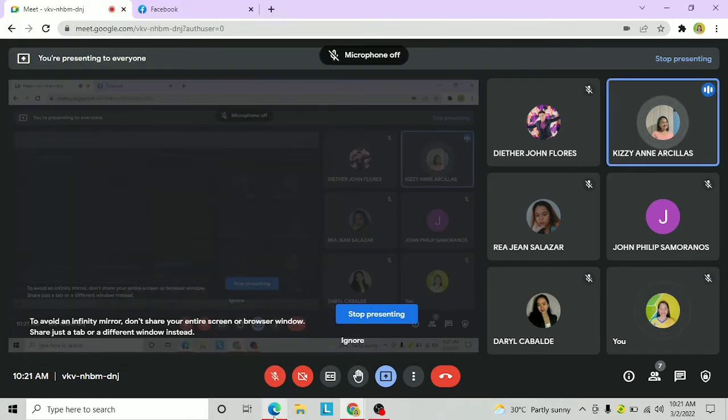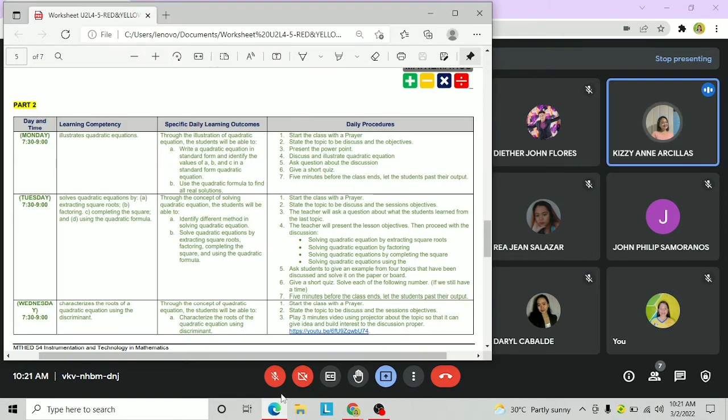So for our part two, day and time, the same Monday, 7:30 to 9. Our learning competency is to illustrate quadratic equations. For our specific daily learning outcomes, through the illustration of quadratic equation, the students will be able to, first, write a quadratic equation in standard form and identify the values of A, B, and C in a standard form quadratic equation. And second, use the quadratic formula to find all real solutions.